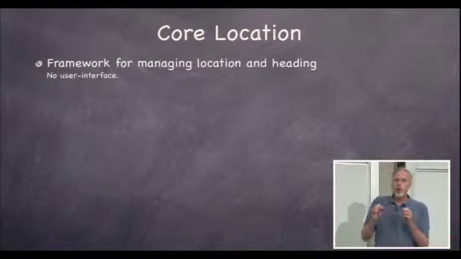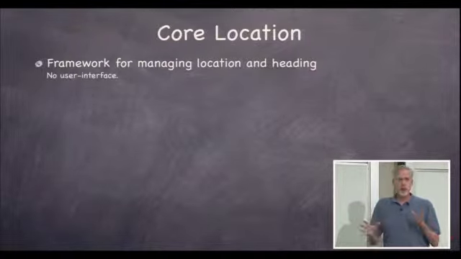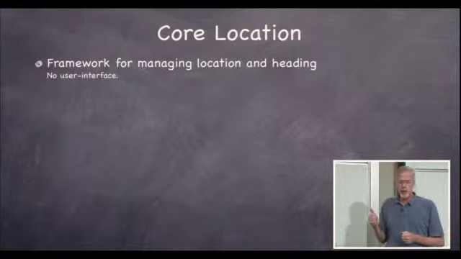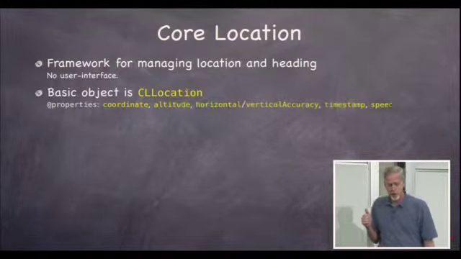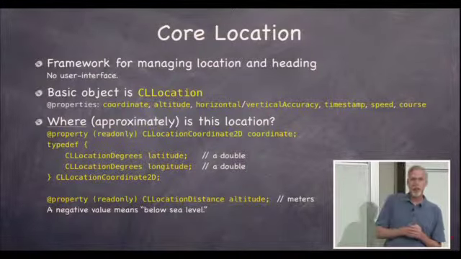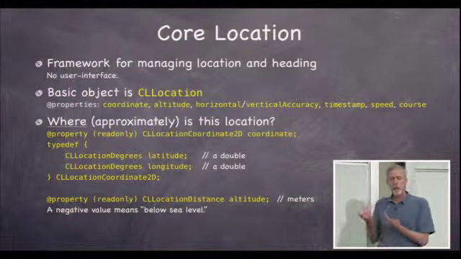I'm not going to go into all this API in detail. Some of it I'm going to skim by pretty quick, just so you know it's there, so if you want to use it for your final project, you'll know about it. Core Location, the first of these two frameworks, has no user interface in it. It's just for locations and headings. The basic object in Core Location is a CLLocation. CL is the Core Location library prefix, and location is the basic object.